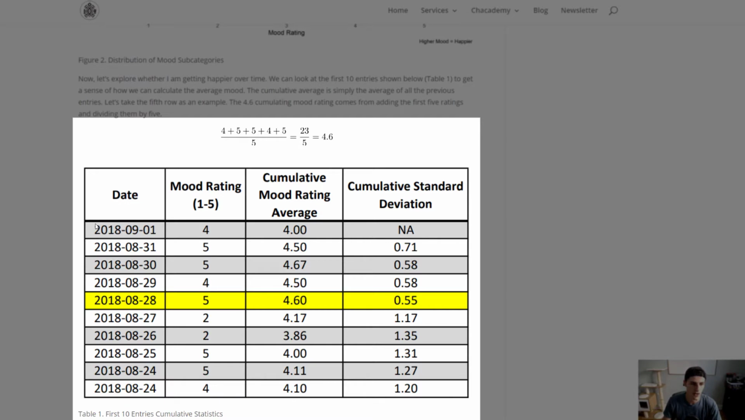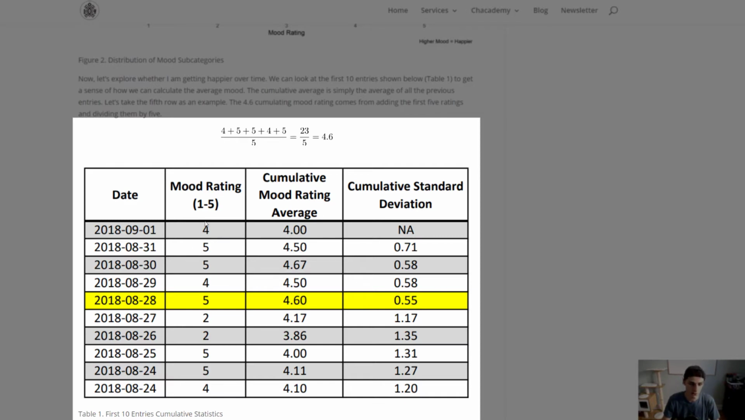And if we look from the top to bottom here, on September 1st, 2018, I scored a 4 out of 5, and then the next day a 5, 5, 4, 5. So that's a pretty good 5 days, right? But then you can get a sense of what is your cumulative mood rating. Cumulative just means you keep in mind all the things before it. So on the first day, what's my average mood? Well, I only have one entry, so it's 4 divided by 1, which is 4, right?